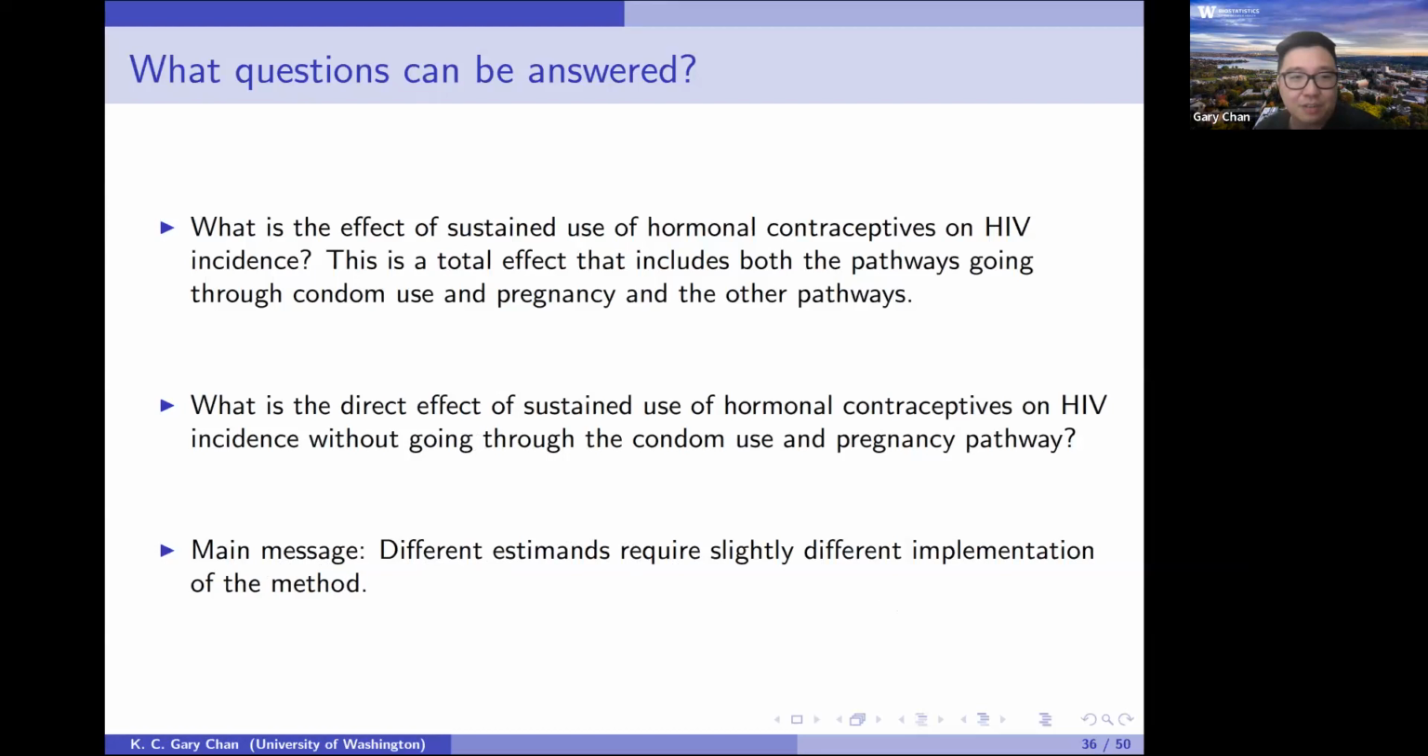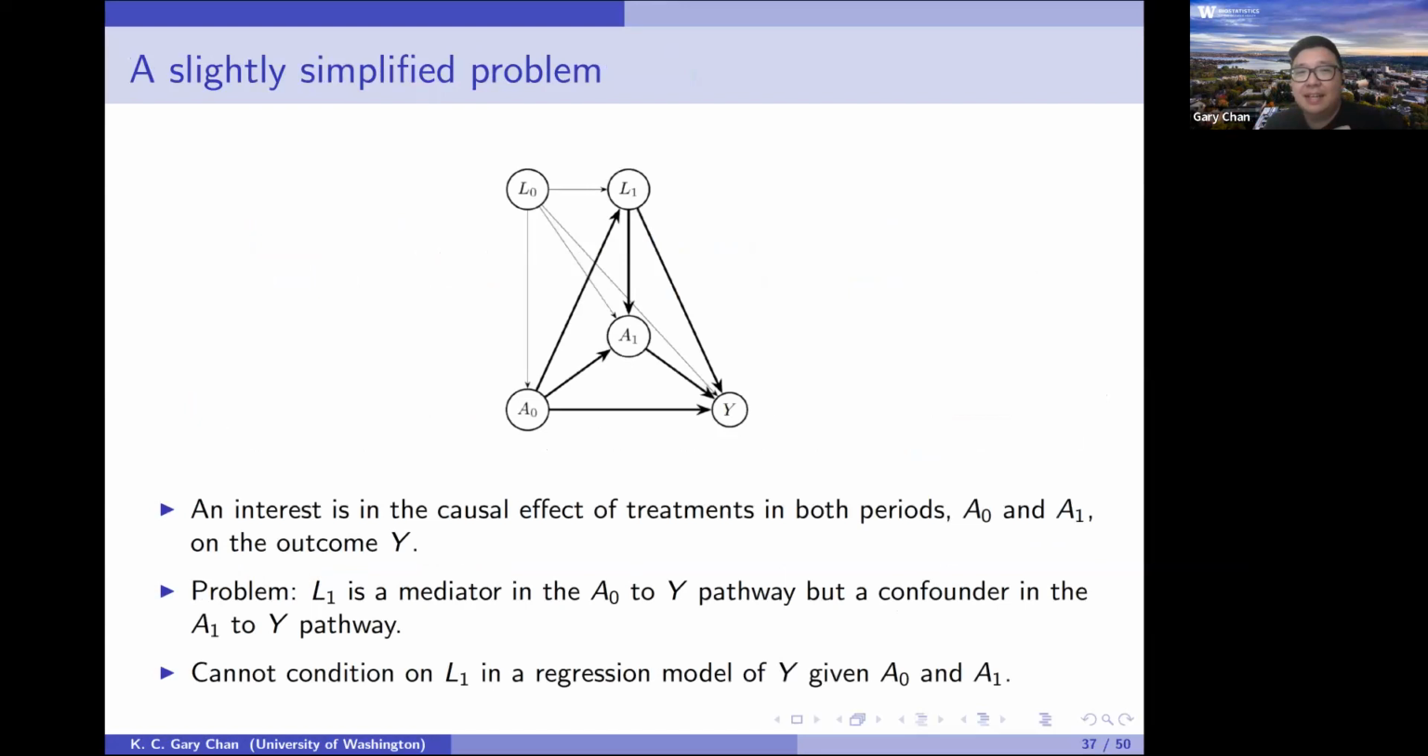All right. So let's study a slightly simplified problem to make things easier. This is simpler, but it already contains the essence of the complications. So first, you have two time points, and then you have two exposures, A0 and A1, which are the two exposures or treatments, and then you have a Y that is measured after the second time point.